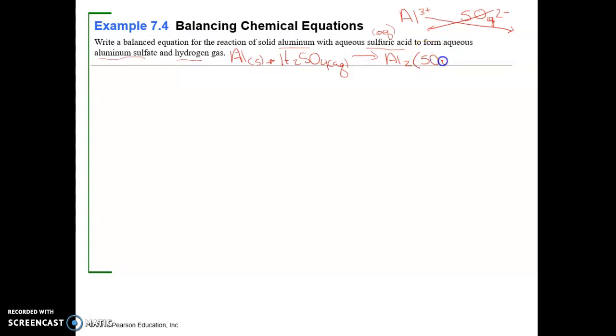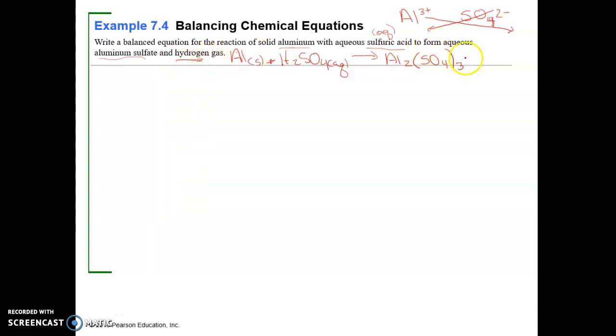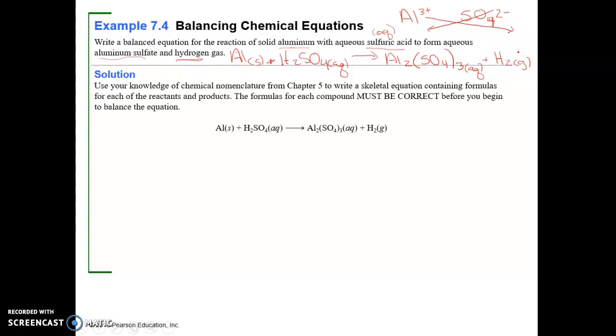So SO4, and 3 of them. And then hydrogen gas. Now, if you remember, hydrogen is diatomic, okay? Remember the "have no fear of ice cold beer." Hydrogen is one of the ones that always has to be in twos. Make sure I put my aqueous there. So H2 gas.